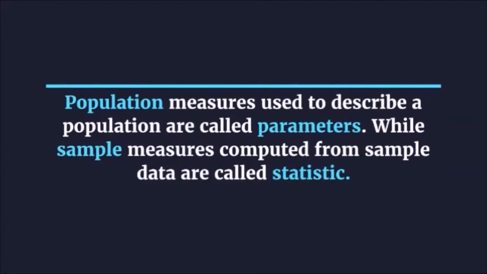Population measures used to describe a population are called parameters, while sample measures computed from sample data are called statistics.